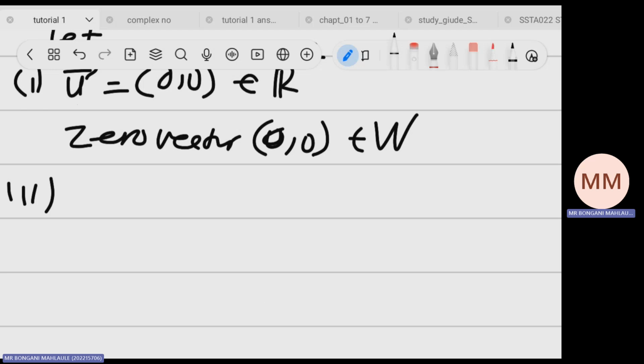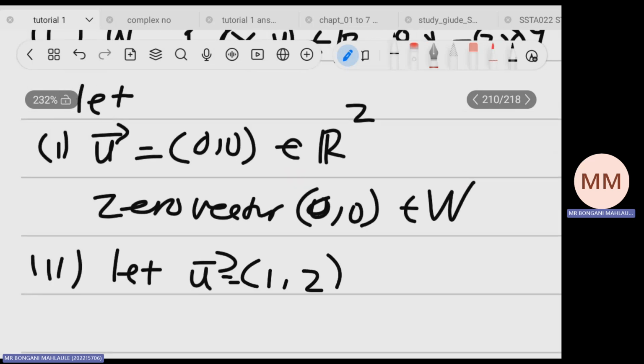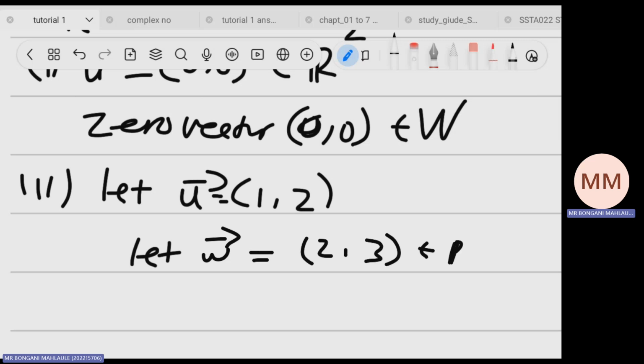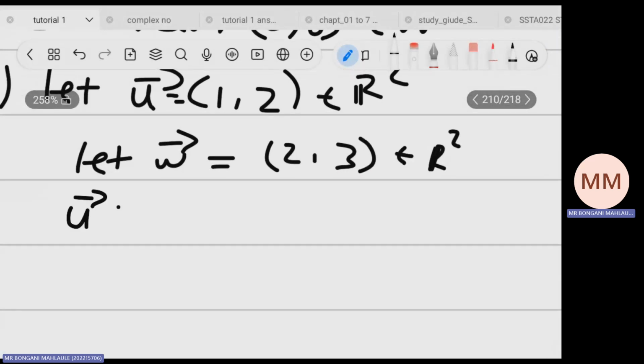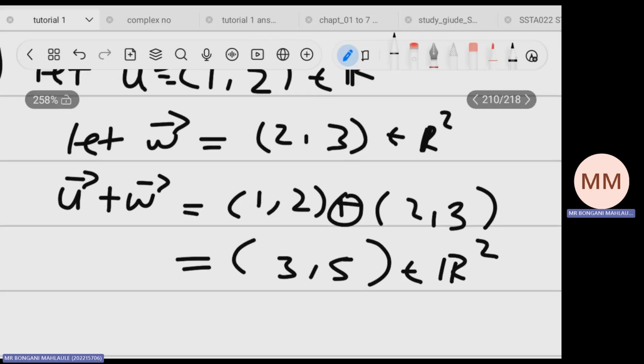I want us to create, we know that if I let u to be, suppose we let it to be 1 and 2, and then we let w to be 2 and 3. Both of these are an element of R2. We can see that if I perform the addition of these two vectors, you'll just get 3 and 5. This is an element of R2.